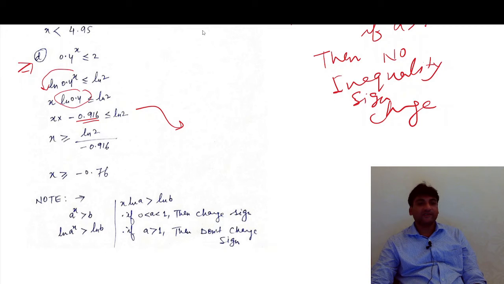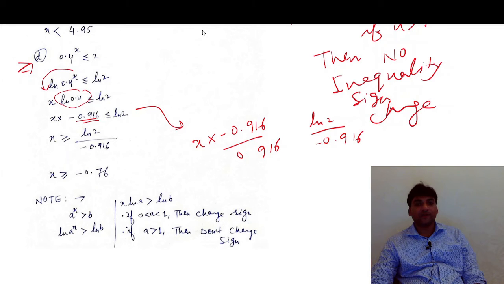So we will divide both sides by minus 0.916. So this is x times minus 0.916 over minus 0.916, and this is ln 2 over minus 0.916. Since I have divided both sides by a negative number, and here it was a less than sign, we have to change this into greater than, because when we are dividing by a negative number, we always change our inequality sign. So my dear, this will cancel, and ln 2 over minus 0.916 will give you, by calculation, minus 0.76.